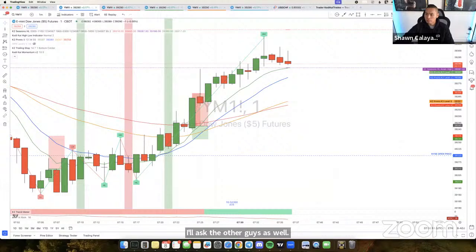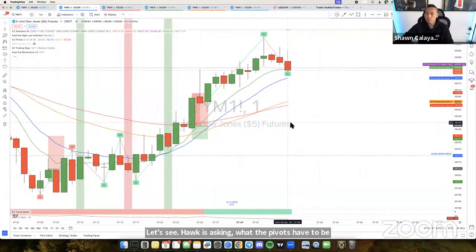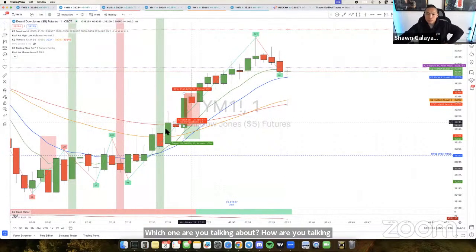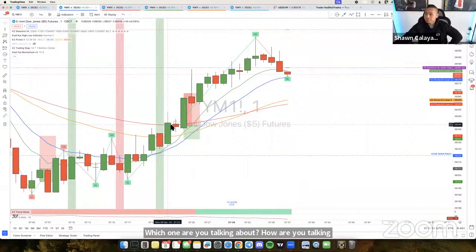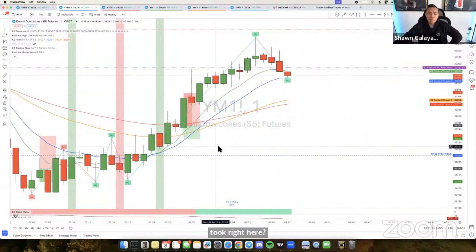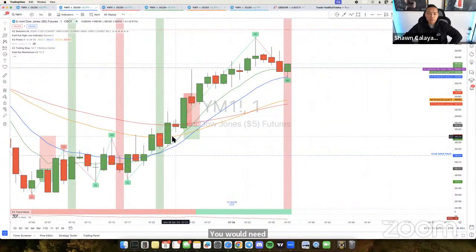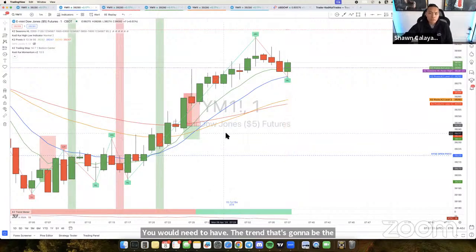Let's see. Hawk is asking, would the pivots have to be all bearish on the last CV? Which one are you talking about, Hawk? Are you talking about the one that we just took right here? Yeah. So you would have to have a bearish trend. That's gonna be the first step. So the first step for any CV entry would be the trend.